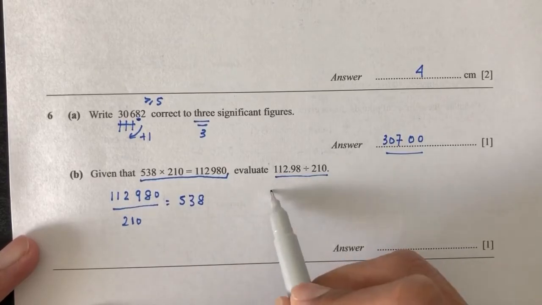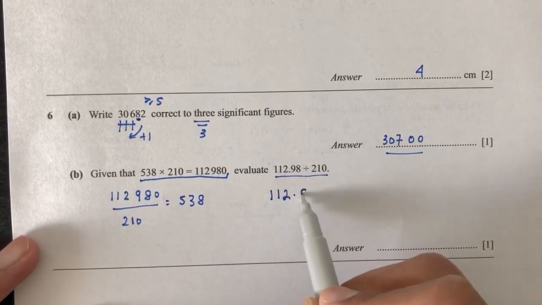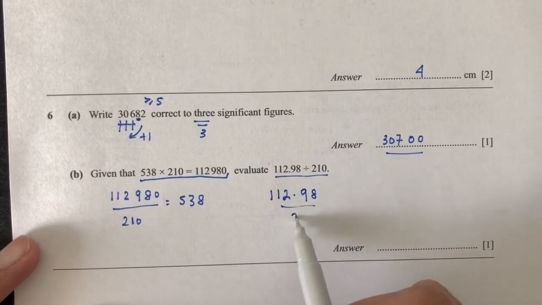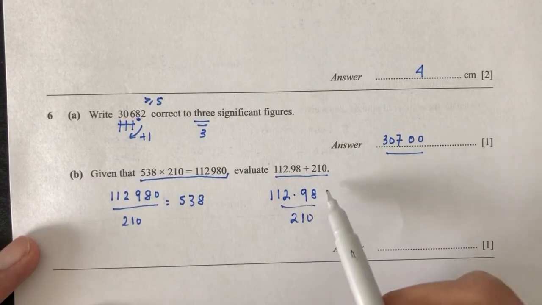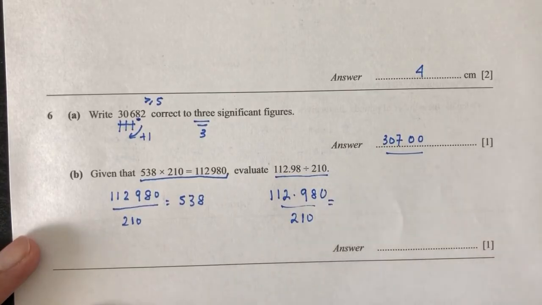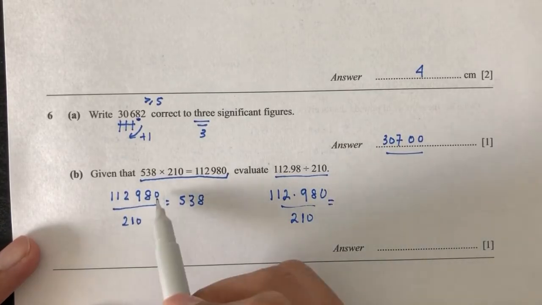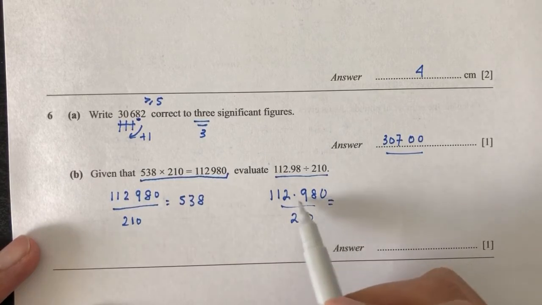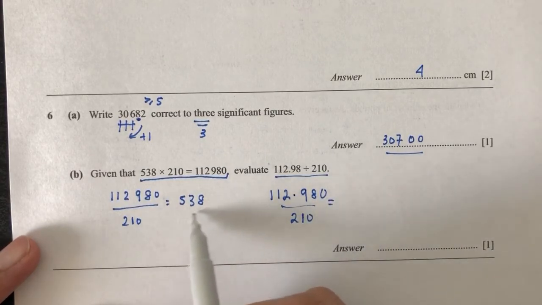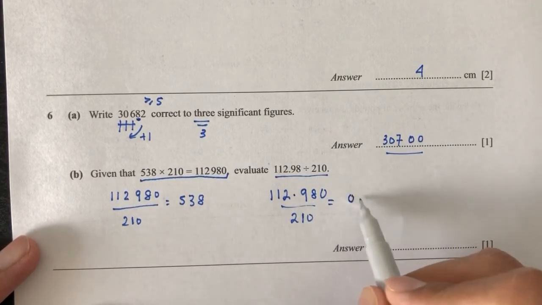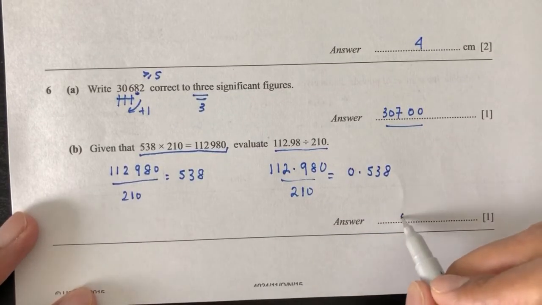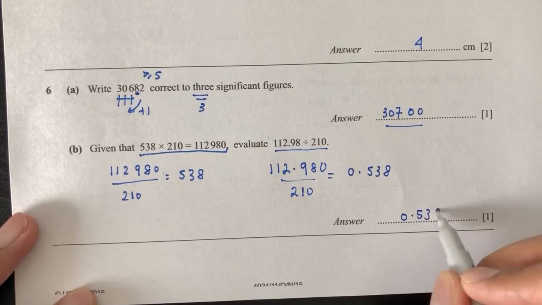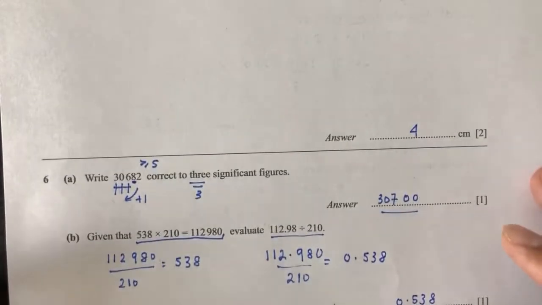So what is the value of 112.98 divided by 210? You can see that it moved by 3 decimal places, right? So here we have 1, 2, 3, the point is here. So we have to move by 3 decimal places as well. So your answer will be 0.538. That is your answer for part B.